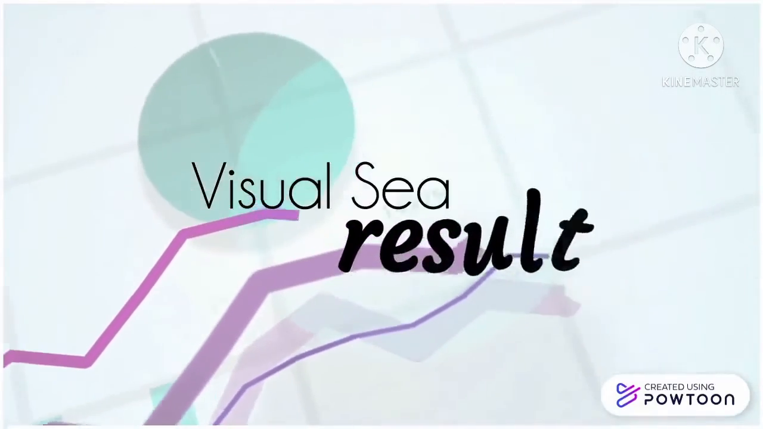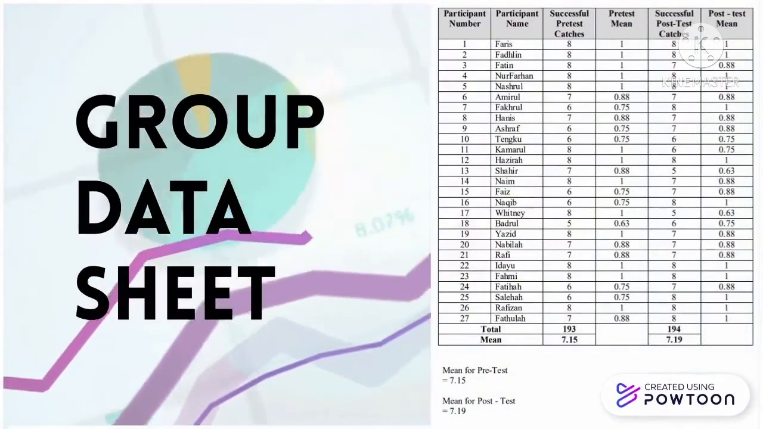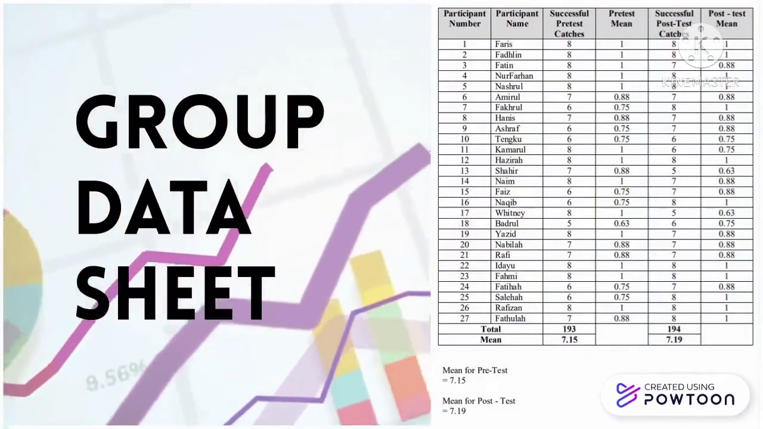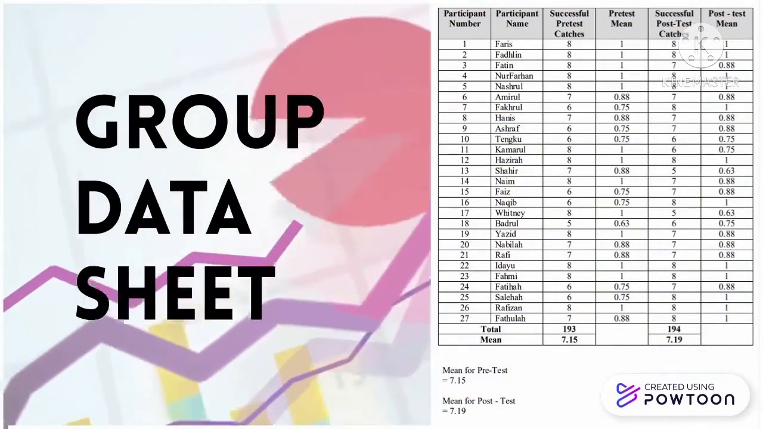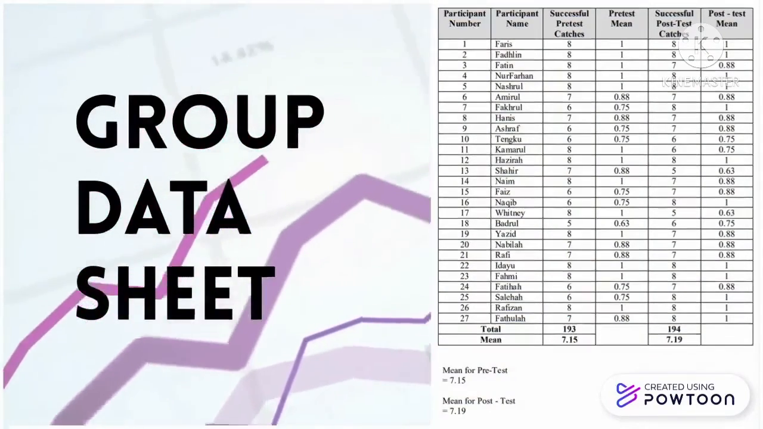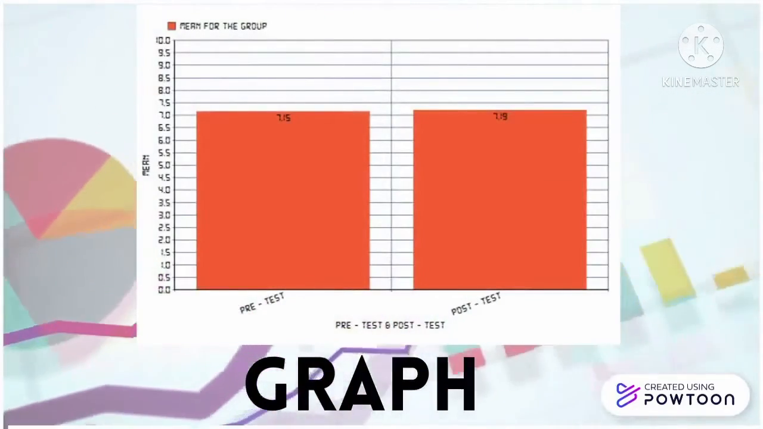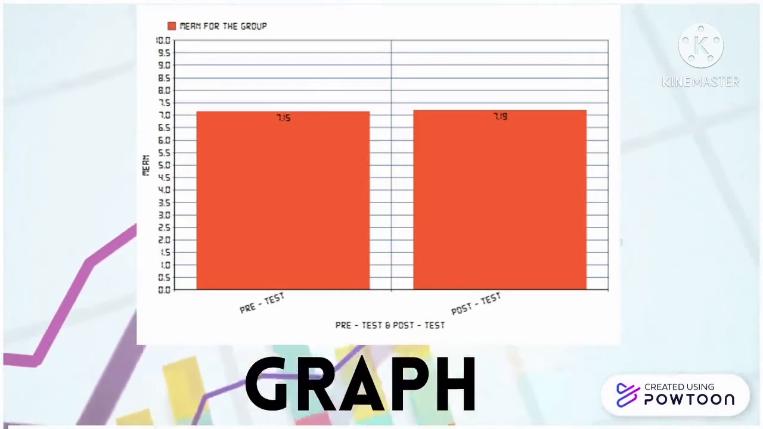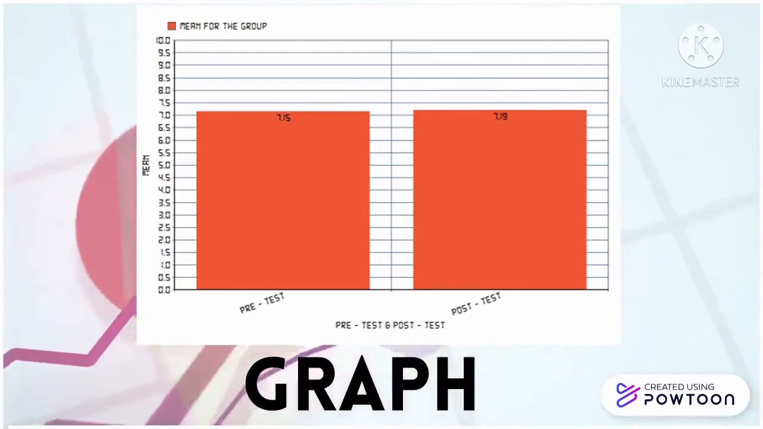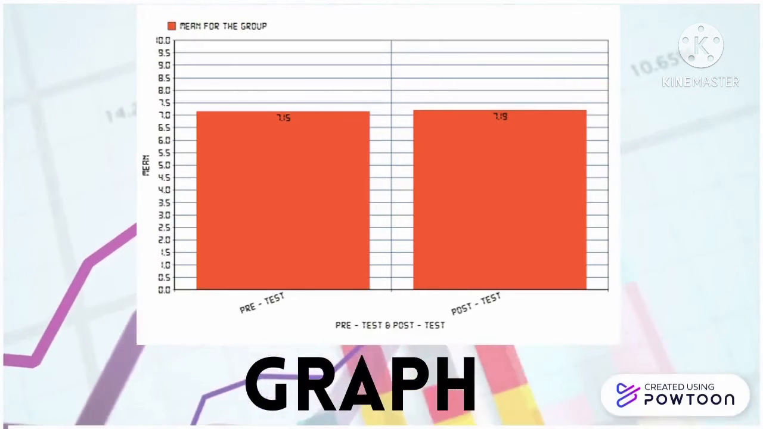So, let's proceed to our visual search result. Based on the result taken from the pre-test and post-test, the mean for the pre-test is 7.15, while the mean for the post-test is 7.19. The graph shows 7.15 for the pre-test, while for the post-test it is 7.19. This shows that there is an increase of the mean after the training phase.